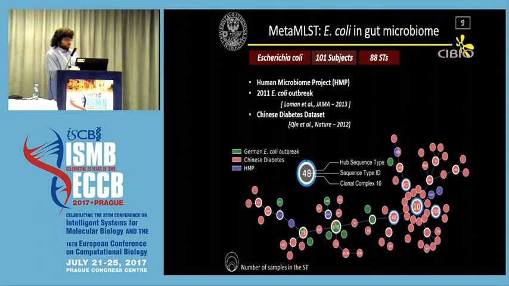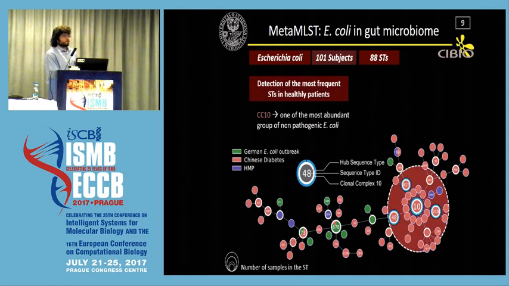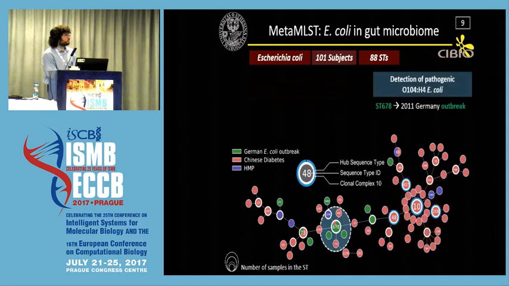And we could highlight very well the presence of a non-pathogenic commensal strain of clonal complex stem enriched in the Chinese population. We could also highlight, for example, the pathogenic strain of the German outbreak, and they are very different and can be distinguished quite clearly.